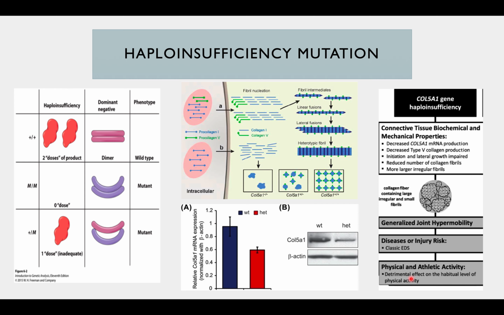And this picture just kind of summarizes what I just said. Collagen 5 alpha-1 gene haploinsufficiency, you have initiation and lateral growth impaired, so you get a reduced number of collagen fibrils and more larger irregular fibrils like here, leading to classic Ehlers-Danlos syndrome.